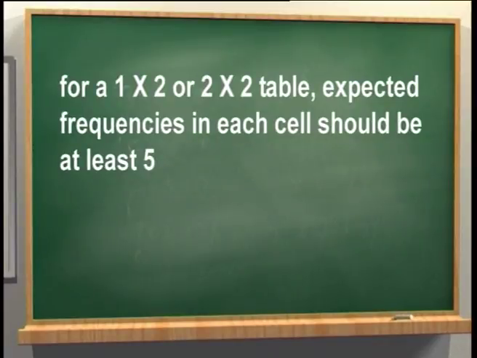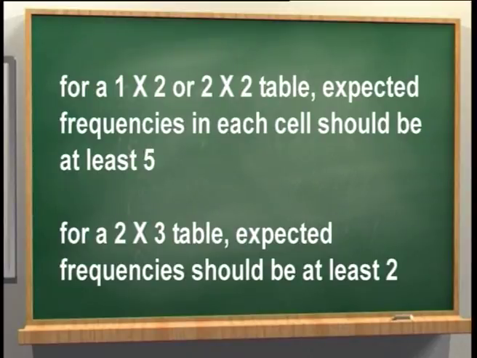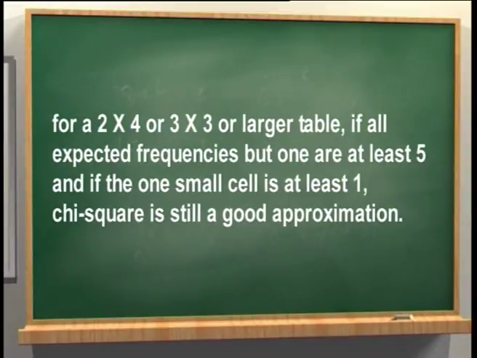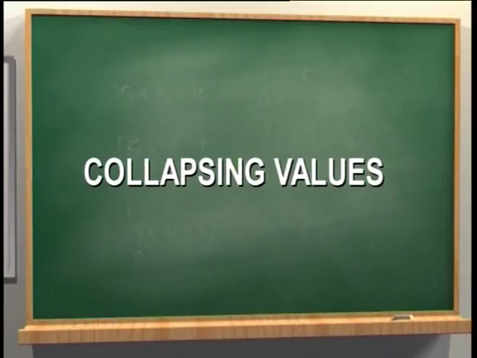For a 1 by 2 or 2 by 2 table, expected frequencies in each cell should be at least 5. For a 2 by 3 table, expected frequencies should be at least 2. For a 2 by 4 or 3 by 3 or larger table, if all expected frequencies but one are at least 5, and if the one small cell is at least 1, chi-square is still a good approximation. In general, the greater the degrees of freedom, that is, the more values or categories on the independent and dependent variables, the more lenient the minimum expected frequencies threshold. Collapsing values.